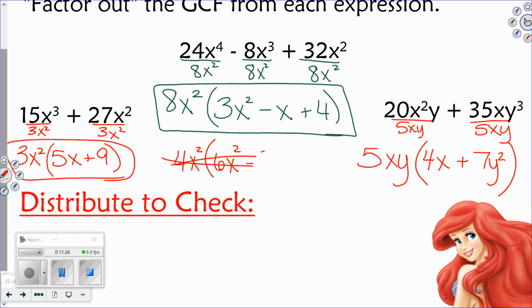Questions? That's just taking out a GCF. I thought it was a pretty simple little part I can kind of throw at you early here. We okay?